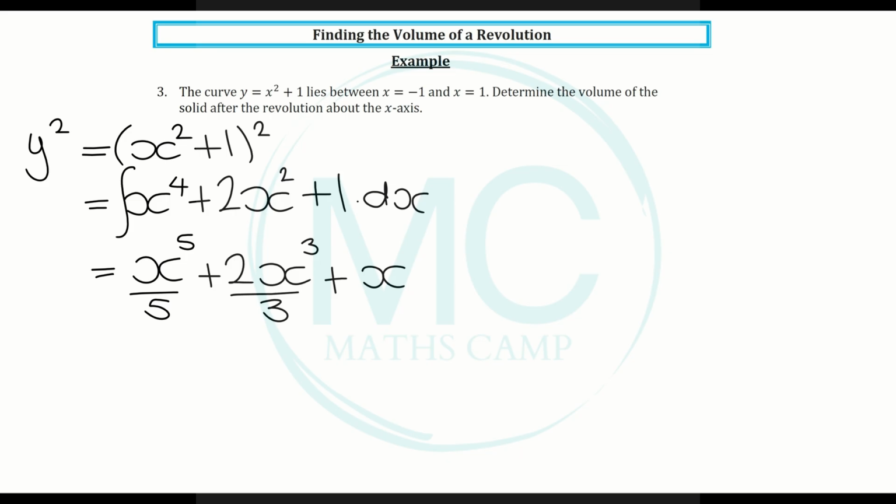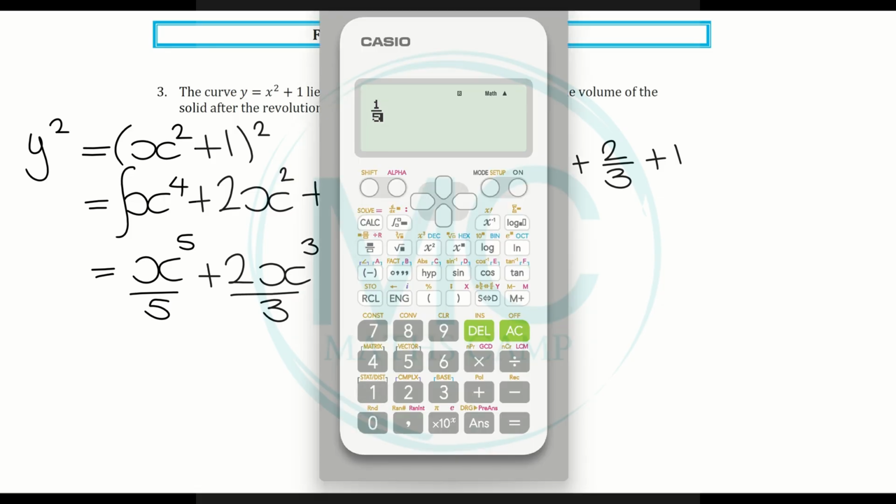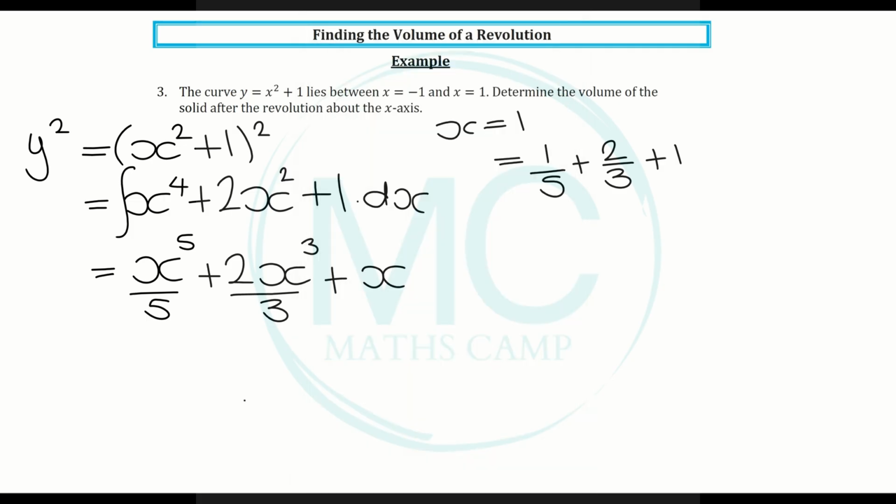Now we need to substitute 1 and negative 1 into our x values. Let's start when x is 1. We can say when x is equal to 1, we're going to get 1 with an exponent of 5, which is simply 1 over 5, plus 1 cubed is 1, so this becomes 2 over 3, plus 1. Now I can take my calculator. I can say 1 over 5 plus 2 over 3 plus 1 is equal to 28 over 15.